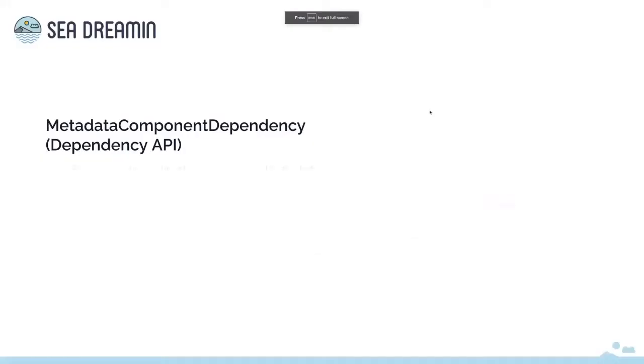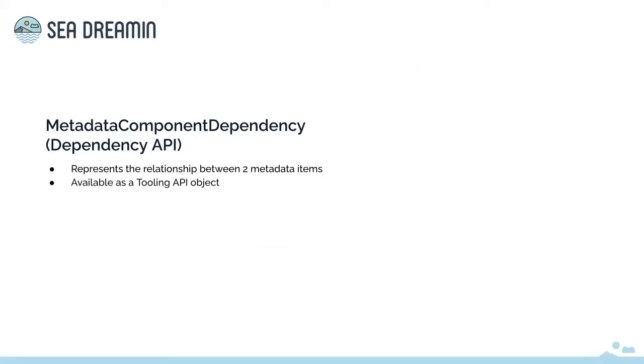So the metadata component dependency basically represents the relationship between two metadata items. Also, this is known as the Dependency API, but it's actually an object of the tooling API, and the official name is metadata component dependency. It's also been in beta for a while.